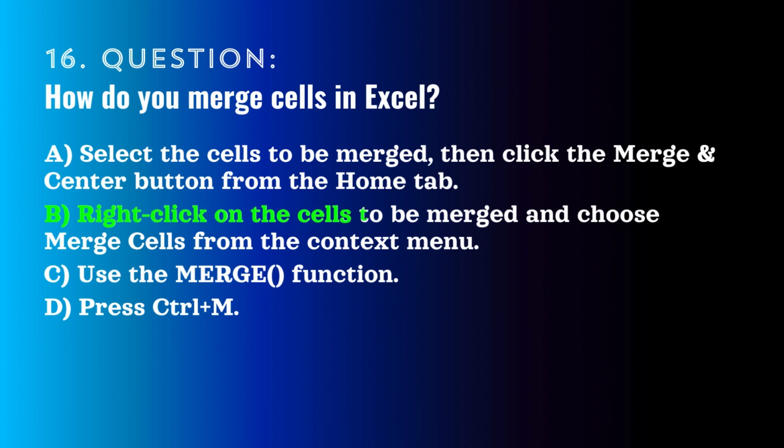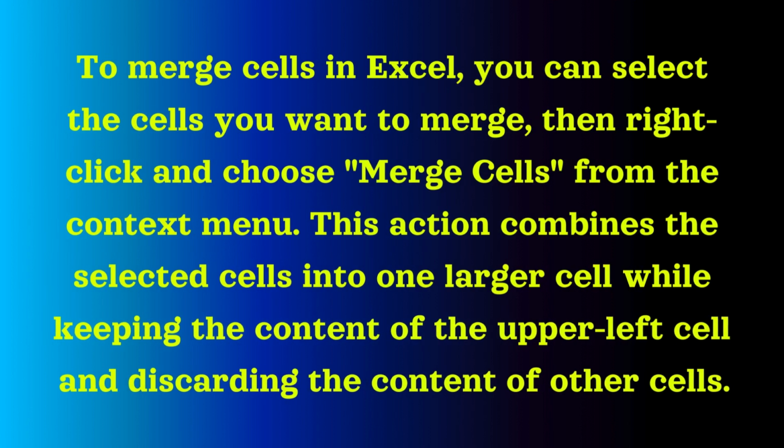The correct answer is Option B. Right-click on the cells to be merged and choose Merge Cells from the context menu. To merge cells in Excel, you can select the cells you want to merge, then right-click and choose Merge Cells from the context menu. This action combines the selected cells into one larger cell while keeping the content of the upper left cell and discarding the content of other cells.